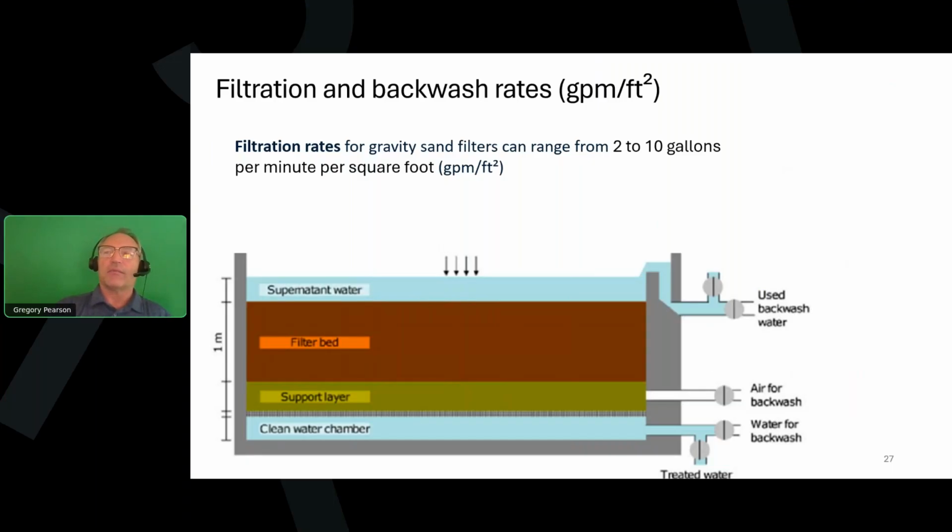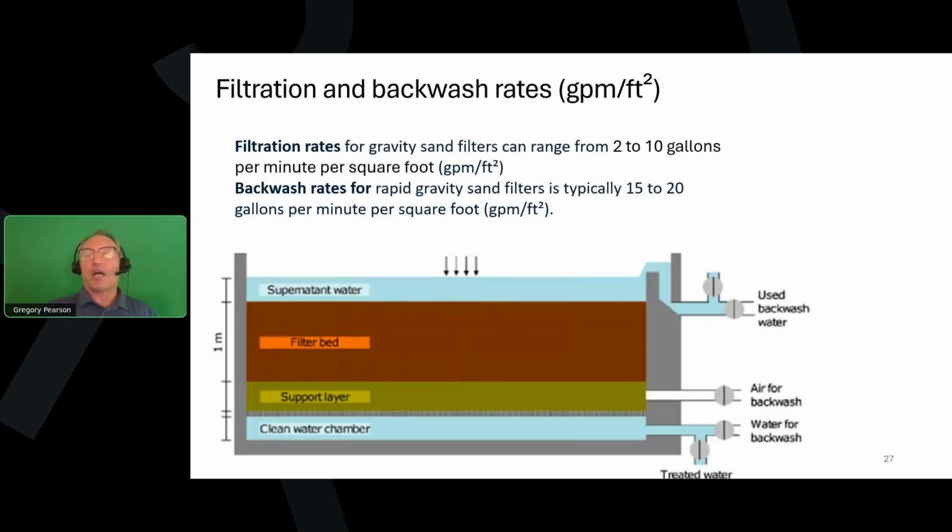And generally, some systems will say a max of 4 to 6 gallons per minute per square foot. But this is the wide range here. And for backwash, it's faster because you're trying to expand the media. You're backwashing at 15 to 20 gallons per minute.